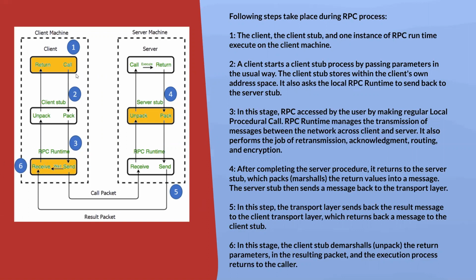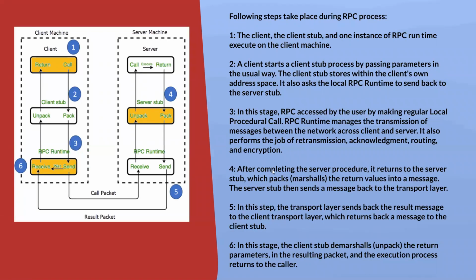So basically, if my client has a message to send or a service which it wants from a server machine, it has to first call that service or send a message to call that service. So my first step would be calling. Second step will be packing my message so that I can send it to the server. And this is done by the client stub, the packing and unpacking. And then when we reach the RPC runtime, my stub requests it to send the message to the server machine.